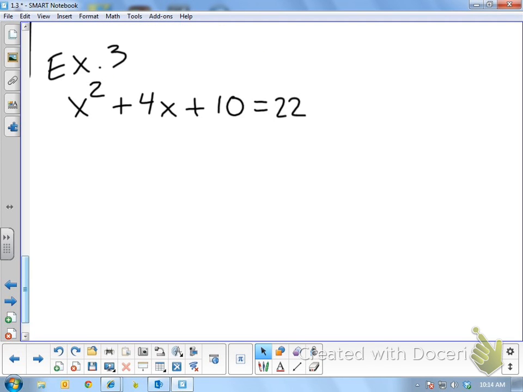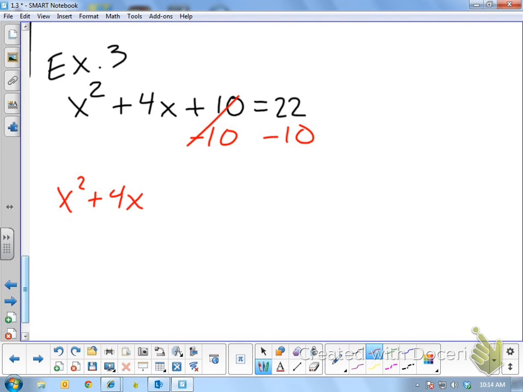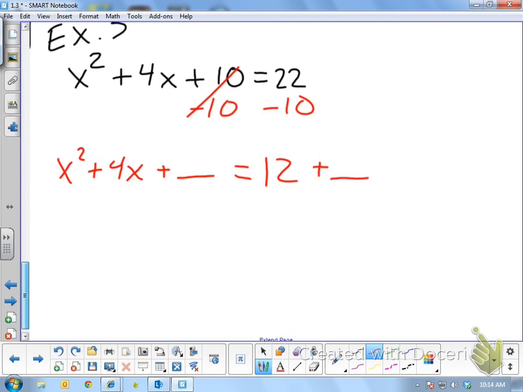Hey, need everyone's attention up front. Sophie, what should I do first? Danny, what should I do first? Minus 10. Before I write the equal sign, what should I write? A blank spot. And then we actually subtract 22 minus 10 is 12. Then we have to complete the square.